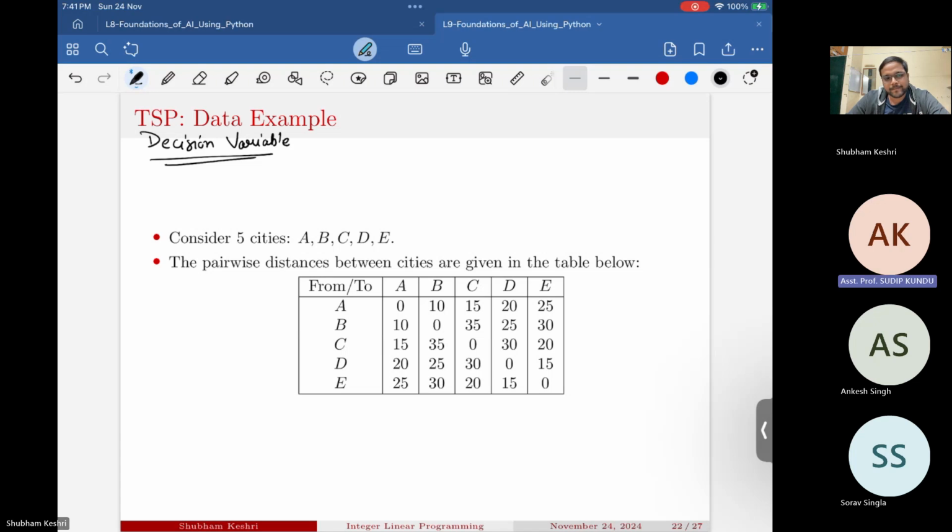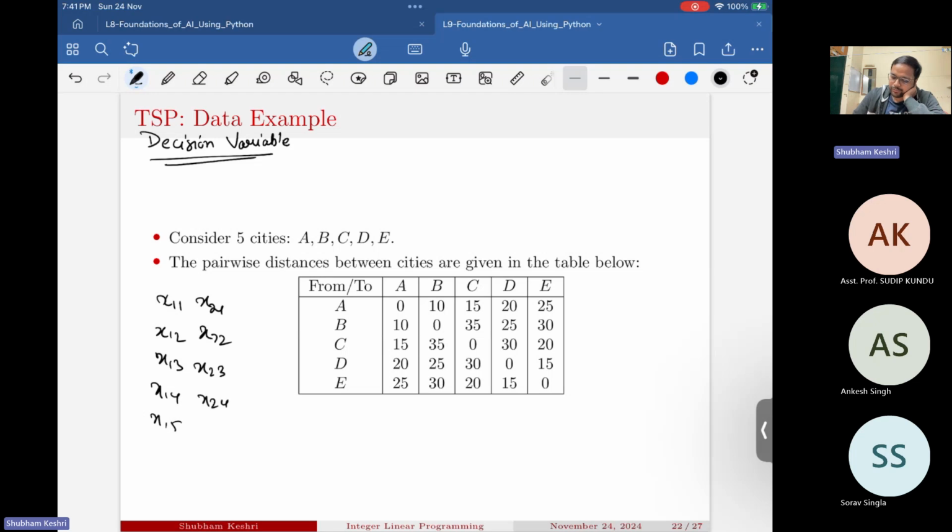So there will be 5 into 4, 20 variables may be there. Right, so we will have x11, x12, x13, x14, x15, then x21, x22, x23, x24, x25, and so on till x55, right? So we'll have xij, where i, j belongs to 1, 2, 3, 4, 5.